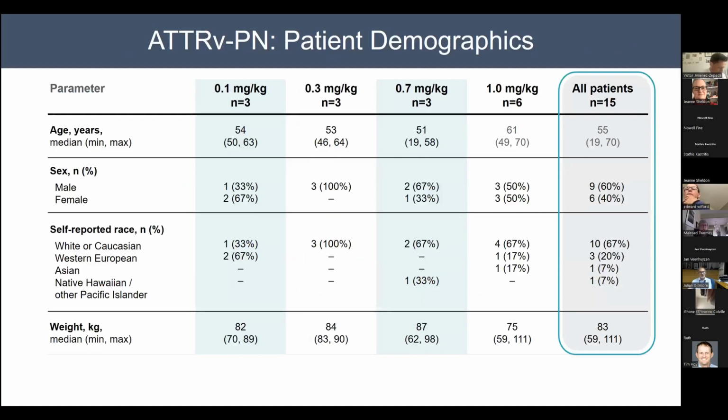So here are the demographics of those first 15 patients. I won't read through it.